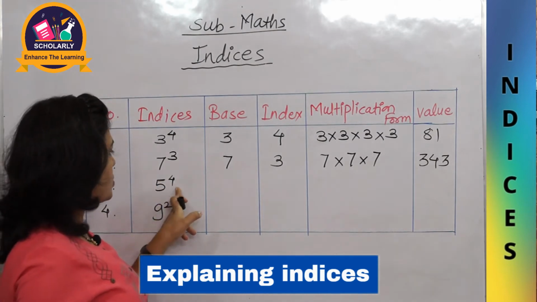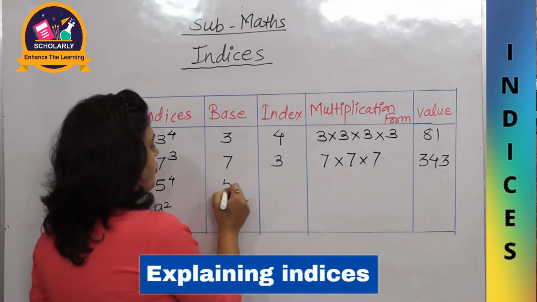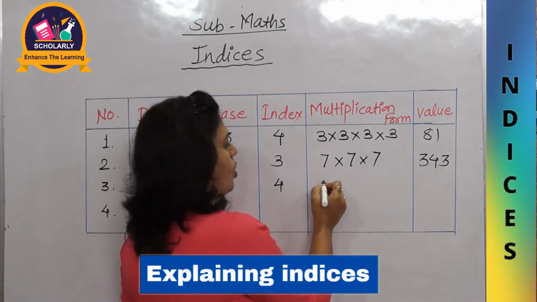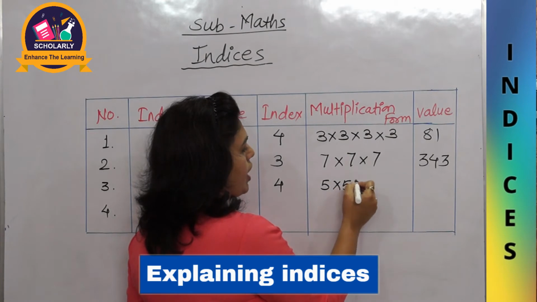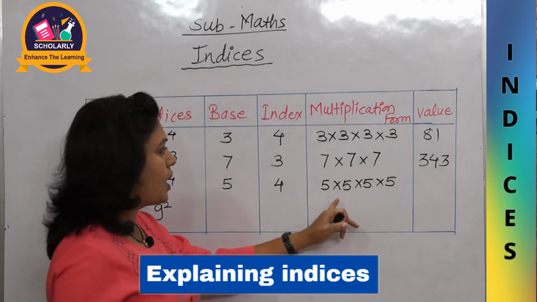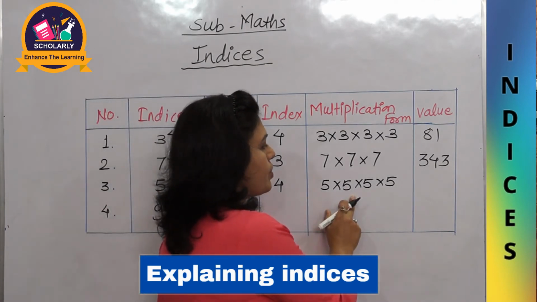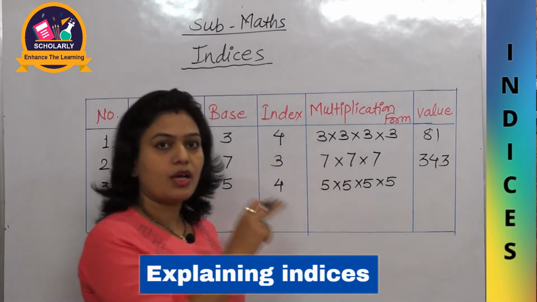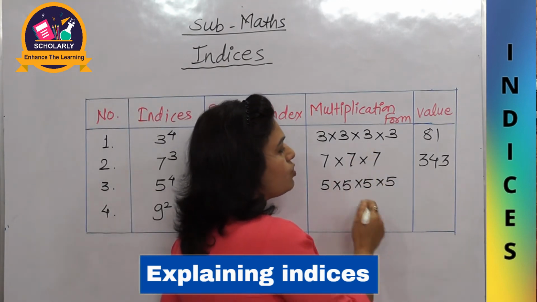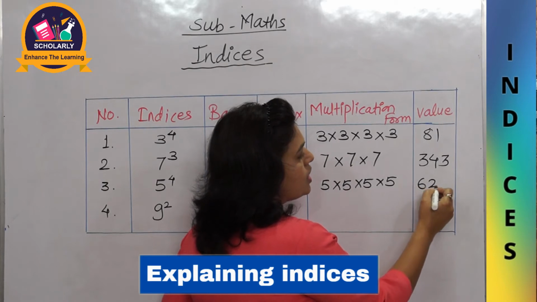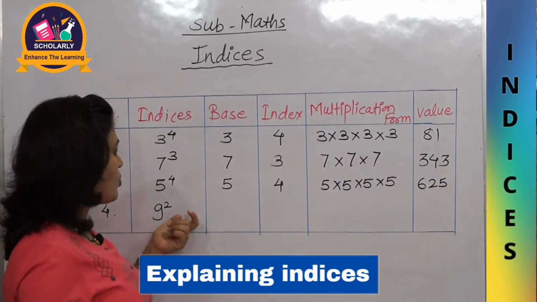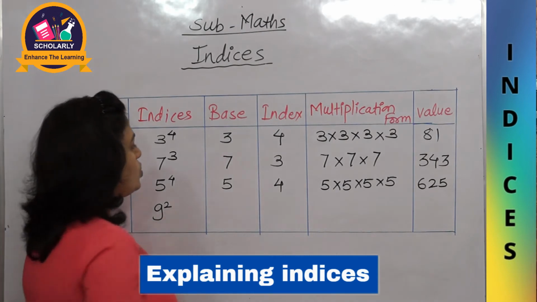Next number is 5 raised to 4. The base is 5, index is 4. Multiplication form 5 into 5 into 5 into 5, 4 times 5. The answer is 5 5s are 25, 25 5s are 125 and 125 into 5, the answer is 625. Last example from this table is 9 raised to 2.